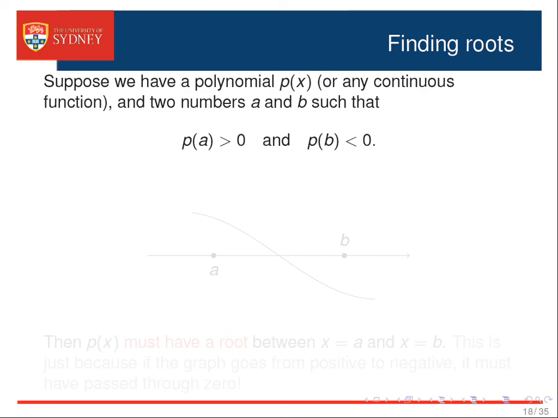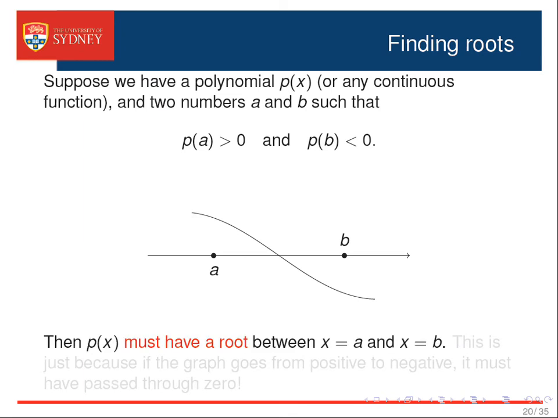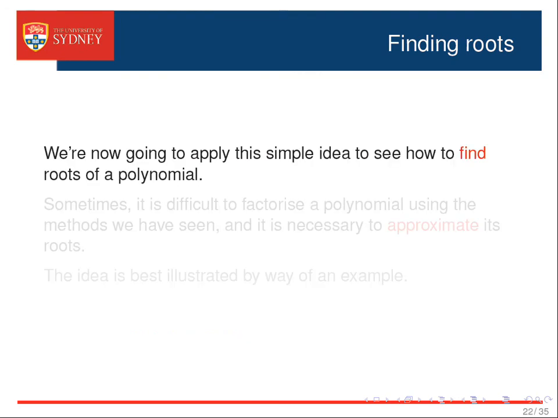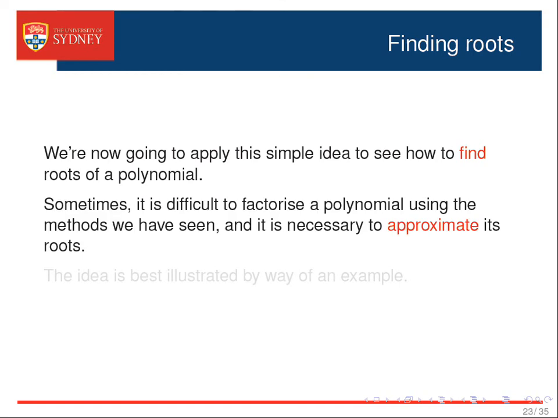Suppose we have found a polynomial p of x and two numbers a and b such that p evaluated at a gives a positive answer, while p evaluated at b gives a negative answer. Then p must have a root somewhere between a and b, though we may not know where, because if p of x has gone from being positive to negative, it must surely have passed through 0 at some point. This very simple idea allows us to find roots of polynomials. For some polynomials, finding roots is very difficult and we need to try and approximate them. Let's look at an example.